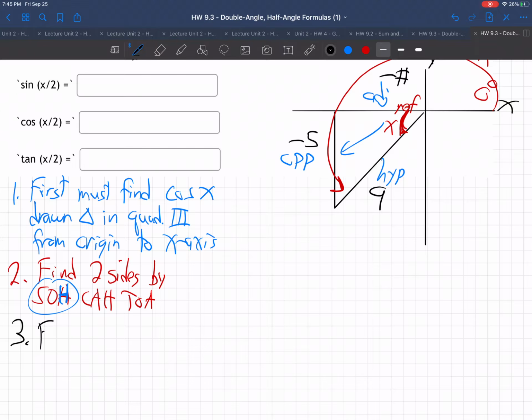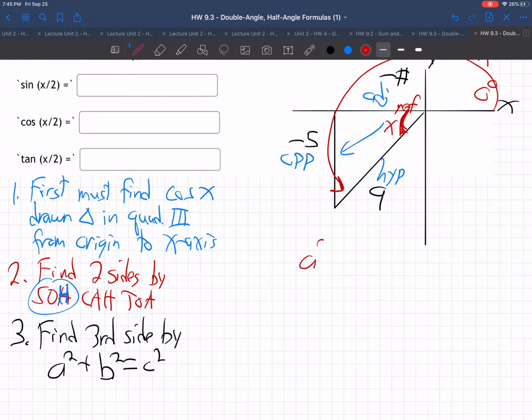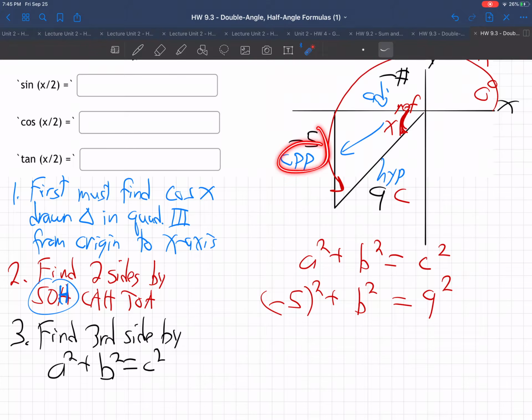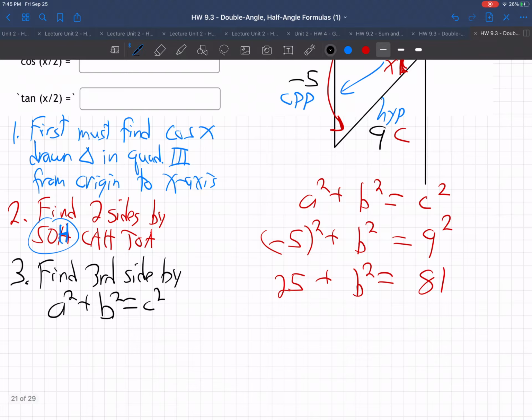Step 3. Find the third side by the Pythag. A squared plus b squared is c squared. Let's do it. C is this one, the hypotenuse. A and b are the negative 5 and the other side, and it doesn't matter which one you call a or b. One of them has got to be the negative 5, and the hypotenuse is 9. So this is 25 plus b squared is 81.